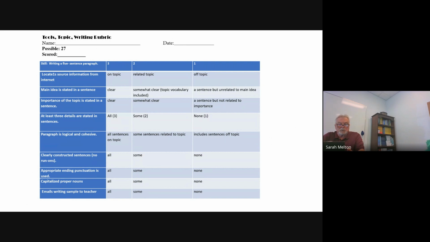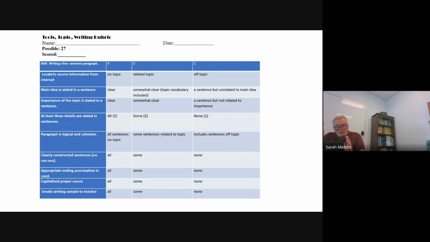It's a 27-pointer is what it ends up being, and he does locate the information. We guide him on that, and then we have him find the main idea of what he wanted to say based on his brainstorming sheet. What is this about? And then he had to say why it was interesting to him, based on what we'd read. And he would put that up next. And then there are 3 details about it.